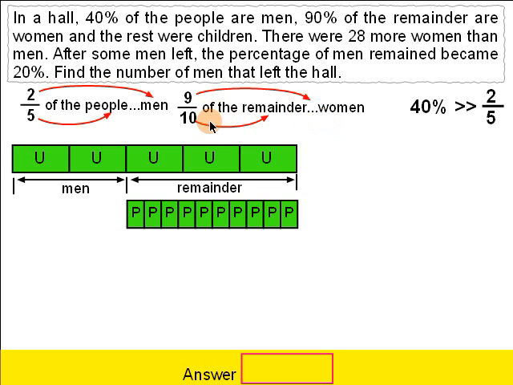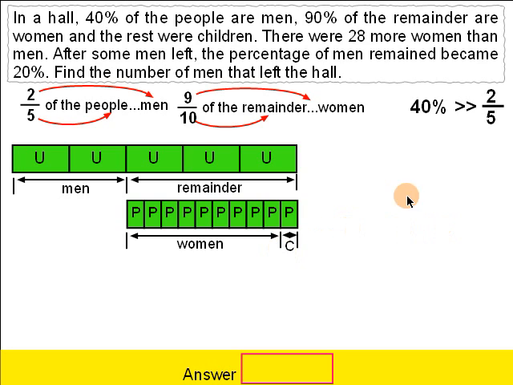That means to say, alright, the total number of remainder is equal to 10 parts. That's why we convert the 3 units into 10 parts. Alright, and out of these 10 parts, 9 parts are women. So we put down the information, 9 parts are women, and the rest, which is only 1 part, are children. Alright, so I draw a C here to represent the children. So children is 1 part. Then we go on. Then it says that there were 28 more women than men.